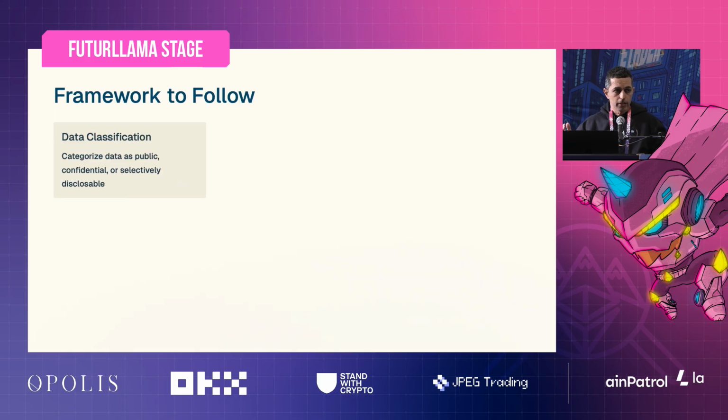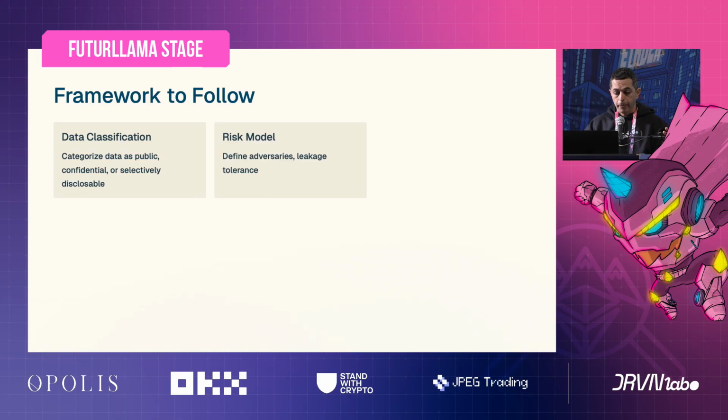Okay, so let's say you're a builder and you want to build your confidential smart contract. What are some of the considerations that I would advise you to follow? I think the first one is really to do data classification, meaning look at what you're trying to build and try to understand, within this data, which type of data is okay to be public, what type of data can be confidential, or selectively disclosed, like some of the data needs to be disclosed to some entities or others. The second part is build a risk model.